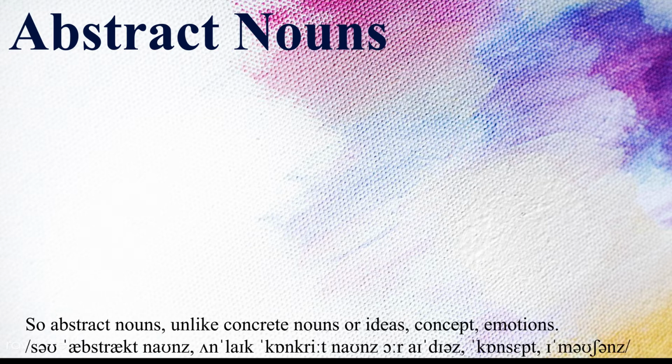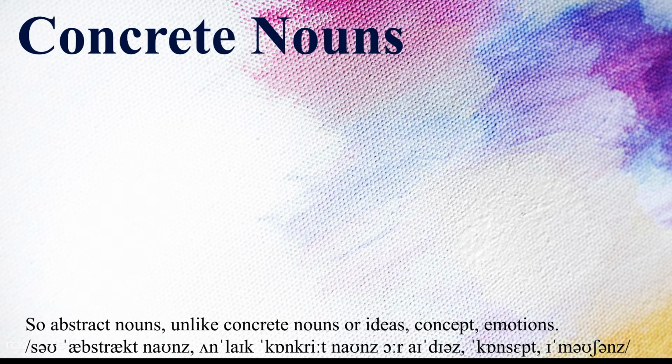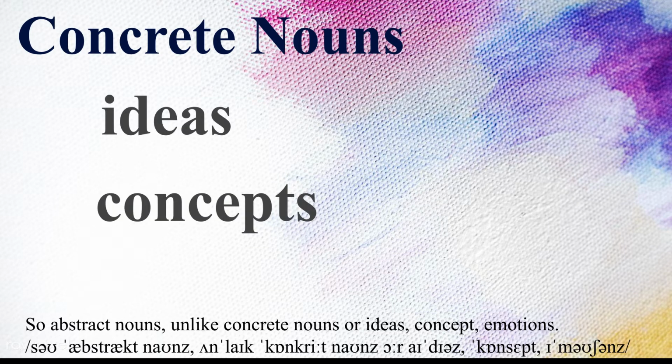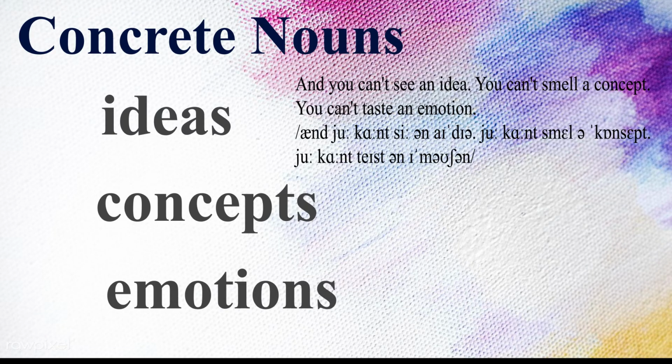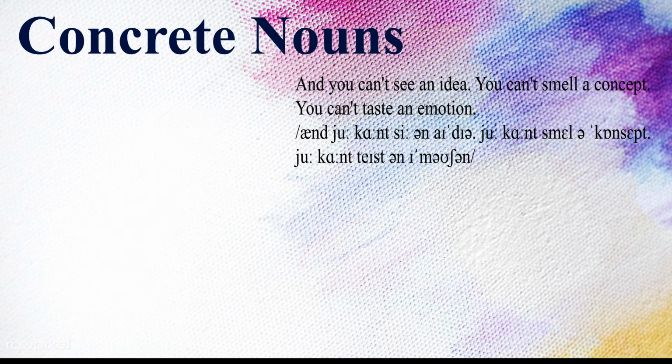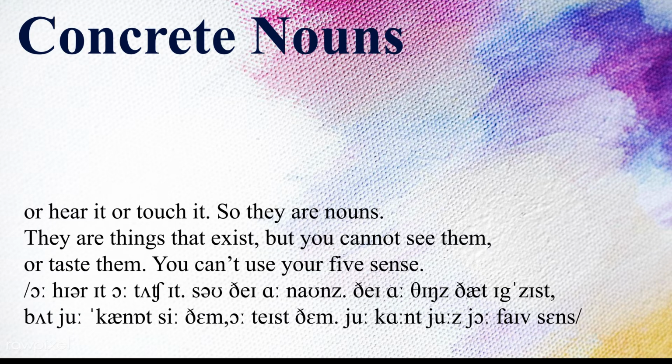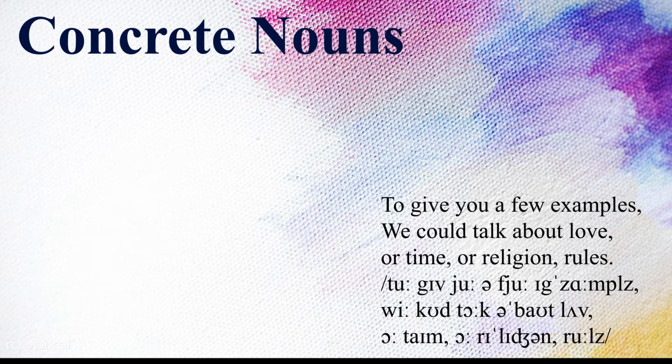Now, let's move on to abstract nouns. So, abstract nouns, unlike concrete nouns, are ideas, concepts, emotions. And you can't see an idea. You can't smell a concept. You can't taste an emotion or hear it or touch it. So they are nouns, they are things that exist, but you cannot see them or taste them. You can't use your 5 senses.